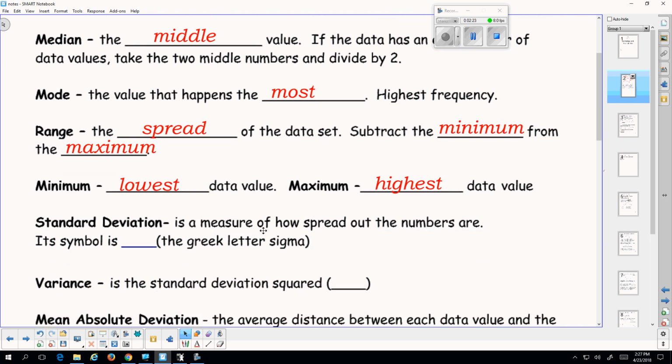Standard deviation is a measure of how spread out the numbers are. The Greek symbol is sigma, and it looks like an O with a tail at the end. Okay, it's the Greek letter sigma.